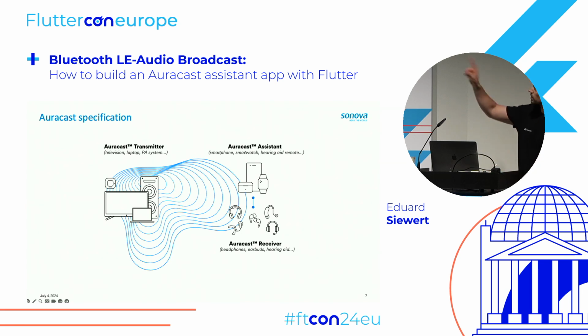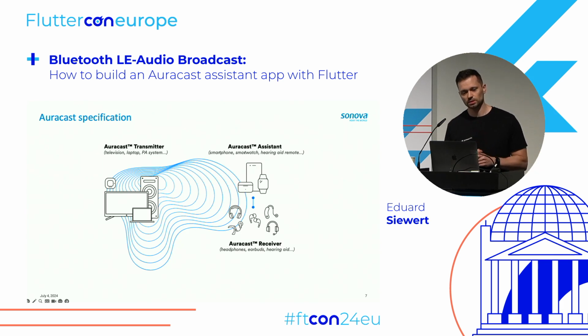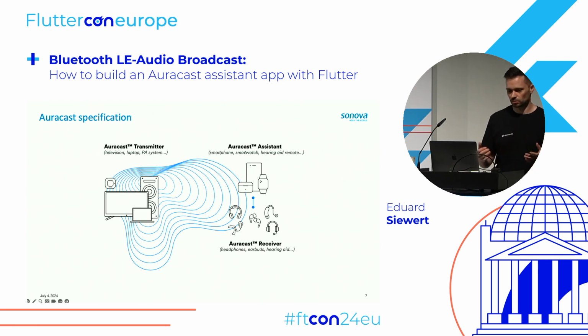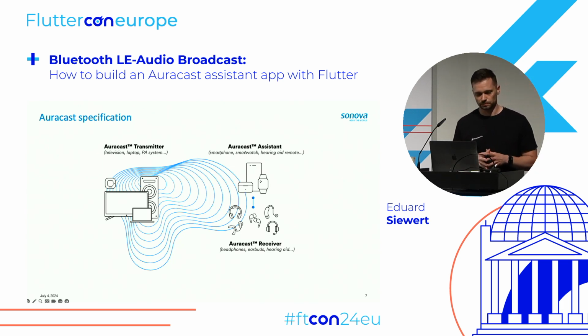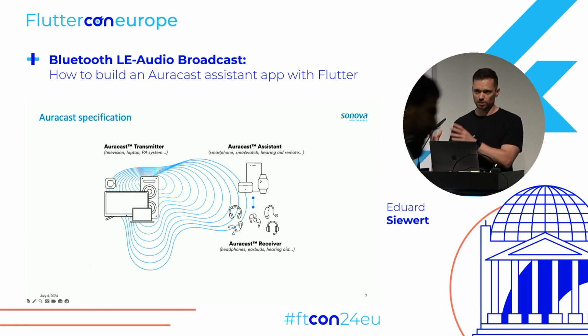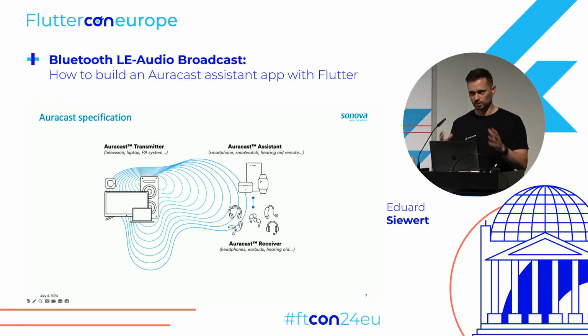So how this works is that each transmitter is sending periodic advertisements. These are packages that it sends out that contain all the information about the configuration of this broadcast source. So it has exactly the information, how many broadcasts are there, what language, and so on. And this is what we need to scan with our Auracast assistant. So we scan for these advertisements, we parse the information in there, and we present it to the user.